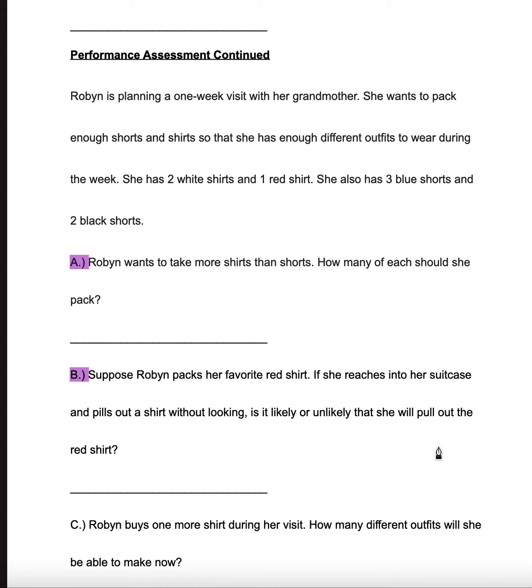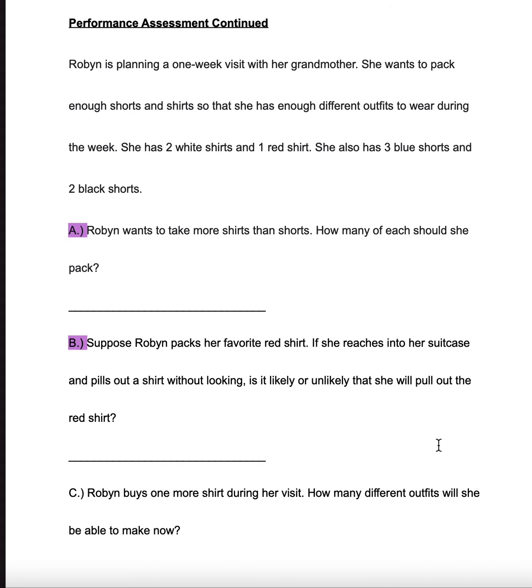So Robin is planning a 1-week visit with her grandmother. She wants to pack enough shorts and shirts so that she has enough different outfits to wear during the week. She has 2 white shirts and 1 red shirt. She also has 3 blue shorts and 2 black shorts. So part A asks, Robin wants to take more shirts than shorts. How many of each should she pack?